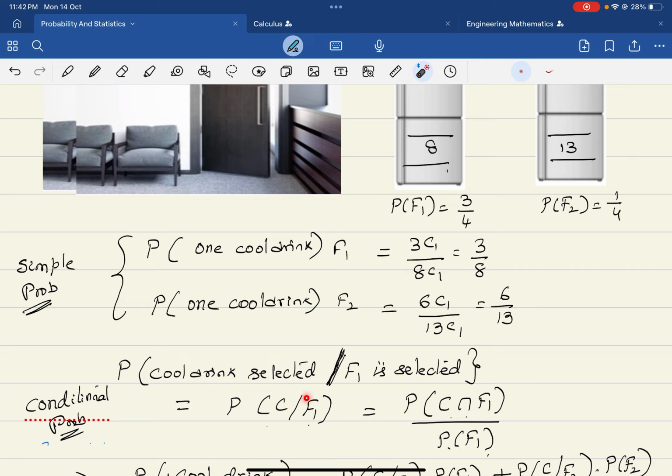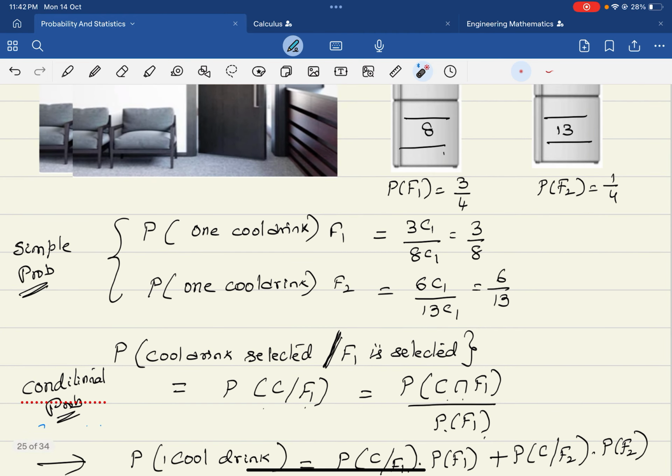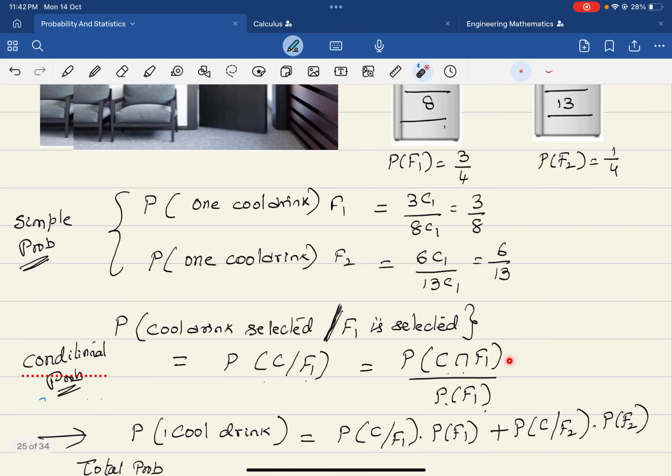That is the formula: P of C given F1 is given by P of C intersection F1, because now you are selecting both F1 and C, right? I used the word 'and', remember. I have selected F1 and C, intersection F1, over the probability of F1, because F1 has already been selected. Okay, so this is about your conditional probability.